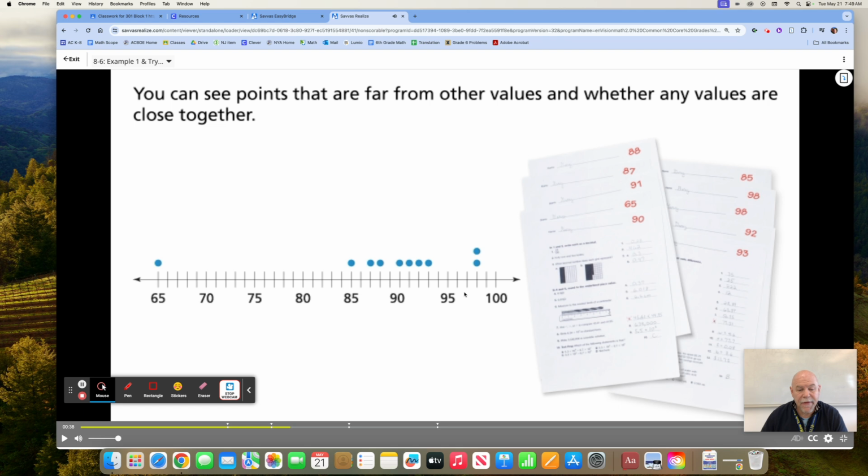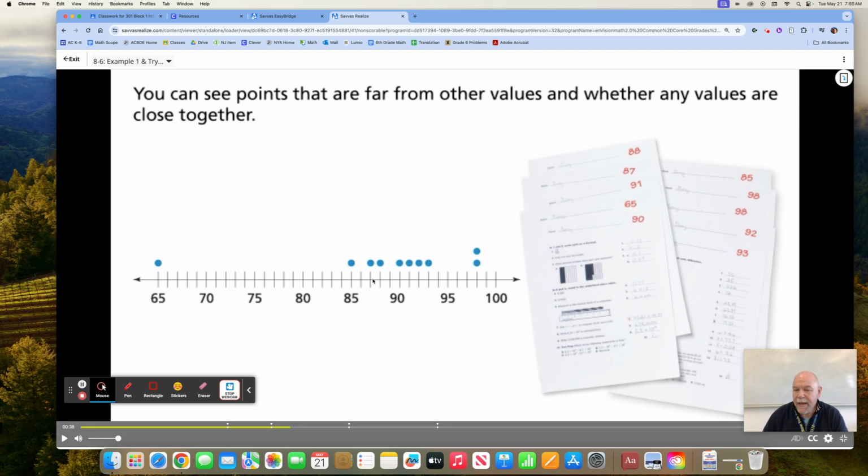I want to just go over the construction of the dot plot. Each of the quiz scores is shown on the quizzes in red. So this top left one, 88, you put one dot at the 88, right? So that would be an 88, 85, 86, 87, 88. So you put a dot.